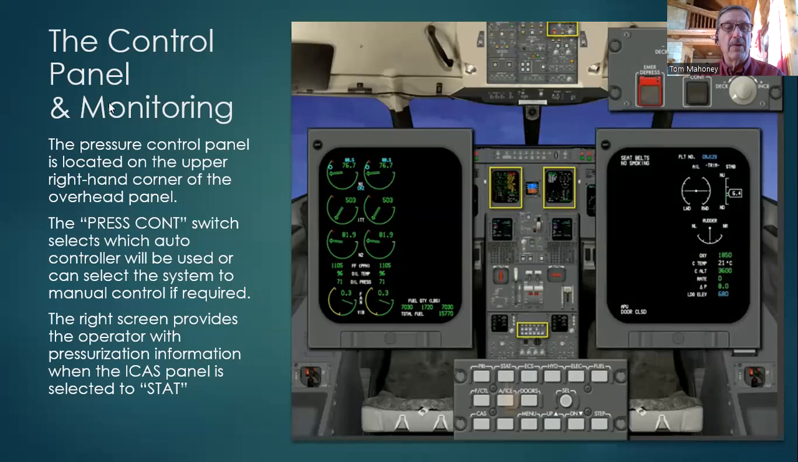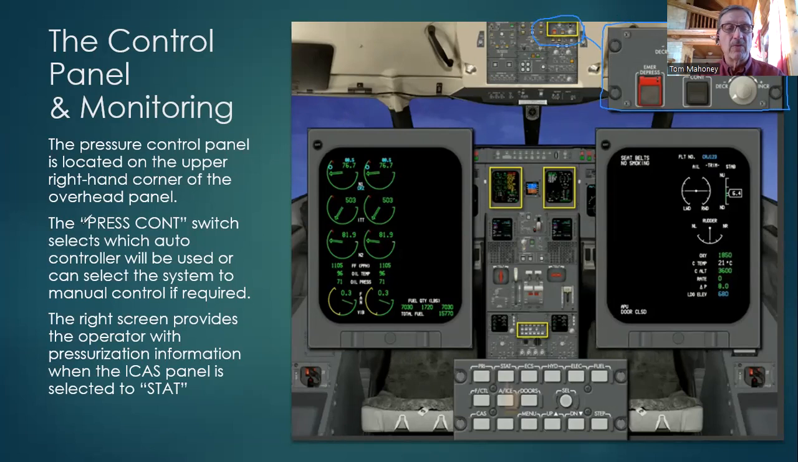The control panel and monitoring panel consist of these items. The pressure control panel is located on the upper right-hand corner of the overhead panel. That would be this guy right up here. If you were looking at the cockpit, you'd see a little bitty panel up there, and that controls the pressurization. This is what it looks like when we expand the view. So this is that area, and that's what controls the pressurization. That's all there is to it as far as the panels go.